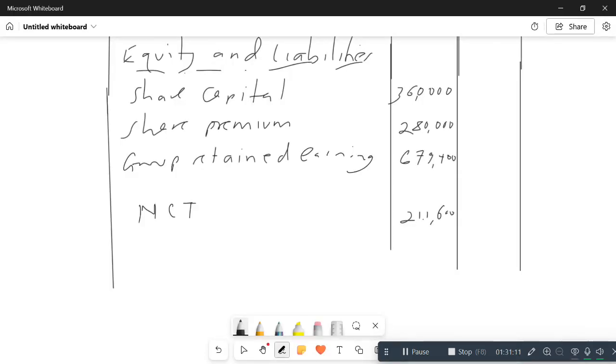After that, you can as well get total equity here, and you put it on the other side. So it's going to be 360 plus 280 plus 679.4, which is going to be 1,319,400.